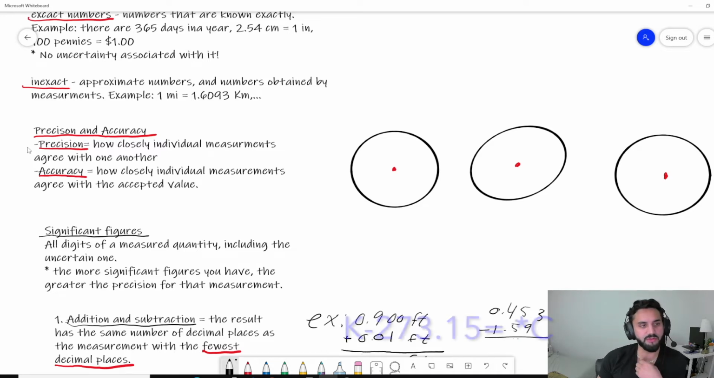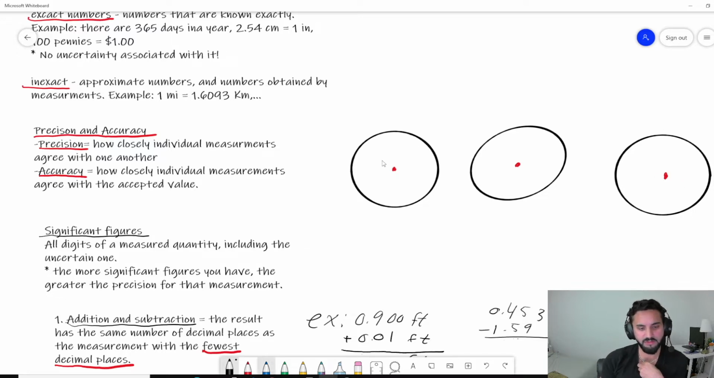You get true numbers by having good precision and good accuracy. Precision is how closely individual measurements agree with one another, and accuracy is how closely individual measurements agree with the accepted value. Let's say there are three targets here, and the accepted value is the dot in the middle.